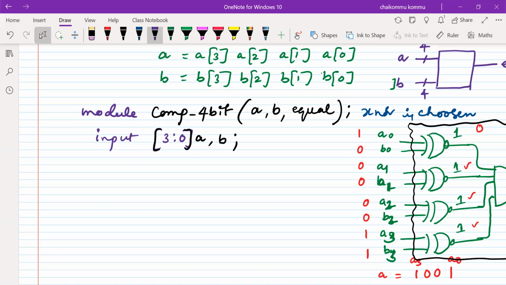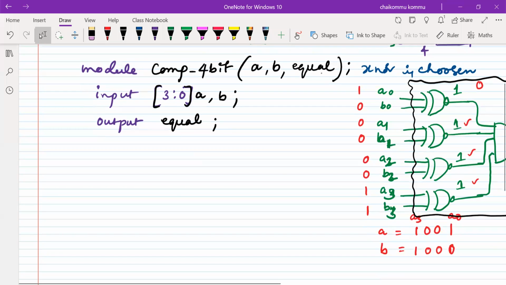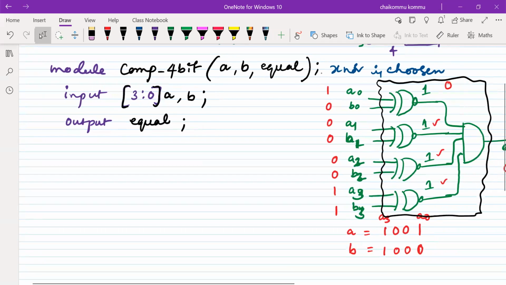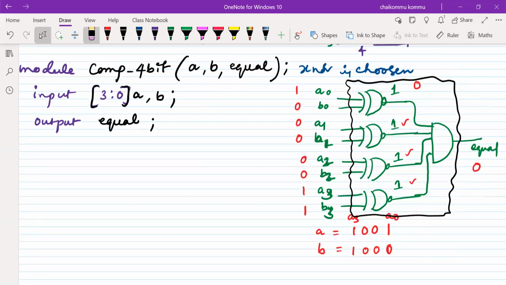Output Y. Okay, not Y, it's equal. The same way that I need to write: capital letter is capital, small letter is small letter. Fine. Now, so far I didn't know about the internal signals, and now I'm going to write them.